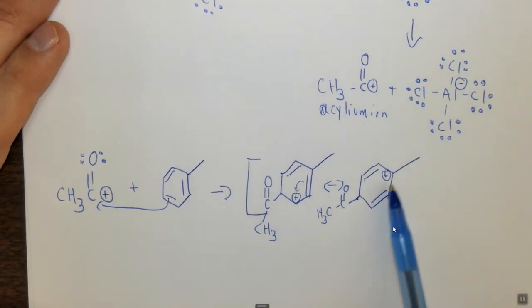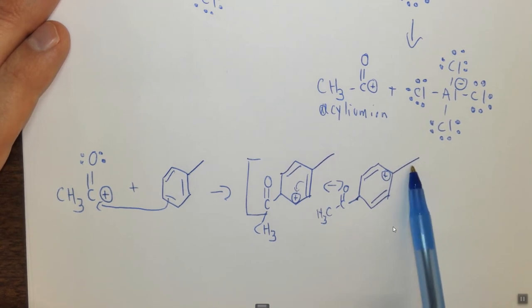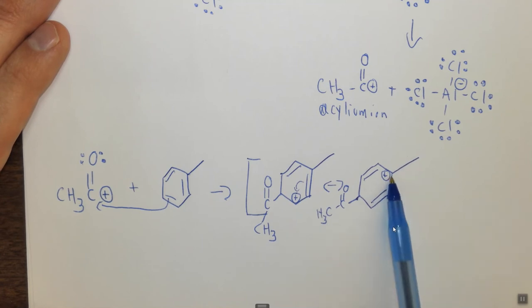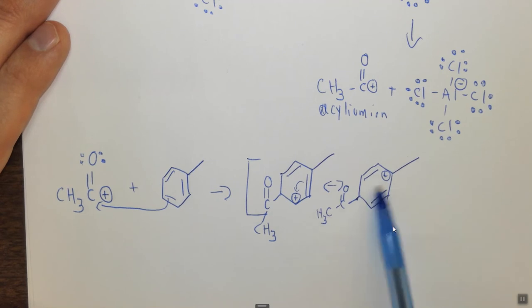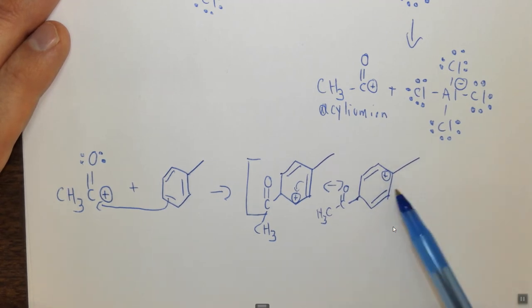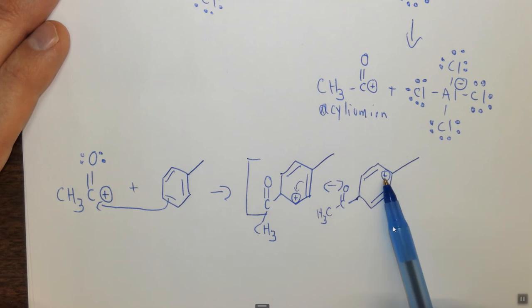The plus charge, being adjacent to an electron donating group, although weakly electron donating, is an activating group. This stabilizes this positive charge because this methyl group can donate electron density for the exact same reason that a tertiary carbocation is more stable than a primary carbocation, because of something called hyperconjugation. So this methyl group is able to donate electron density.